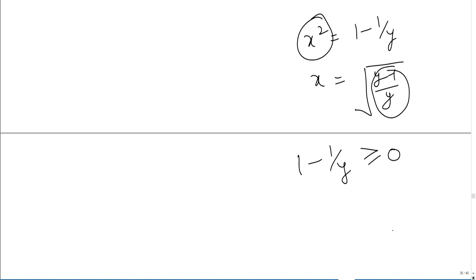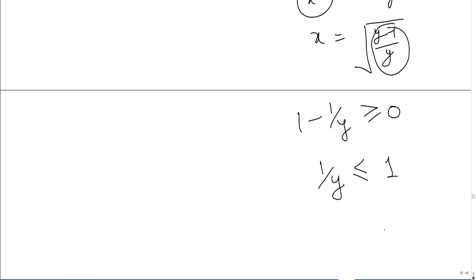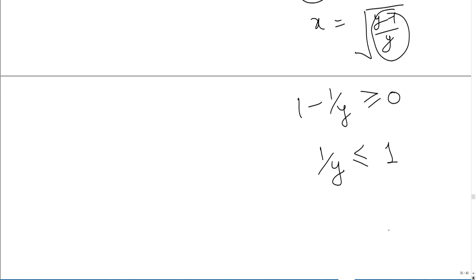Okay. Now, what does that imply? Let us try to solve this. That means 1 by y should always be less than or equal to 1. That is the only way this thing can be greater than or equal to 0. Now, if 1 by y is less than or equal to 1, then y has to be what?